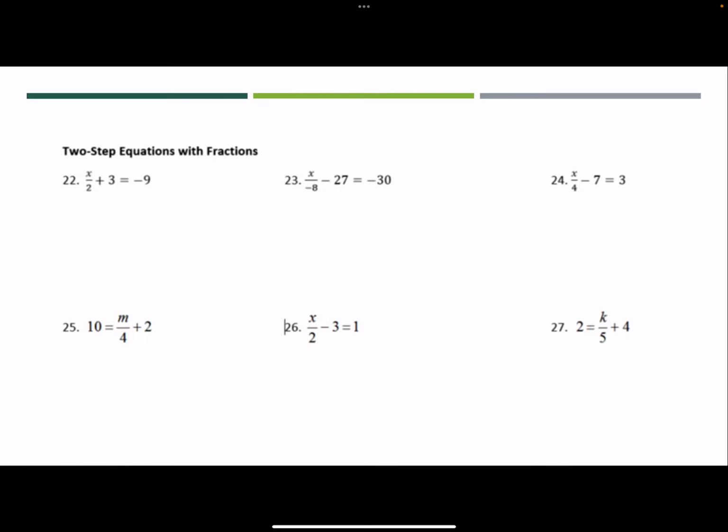Now that you've done a bunch of those two-step equations, we're going to try to do some more, but now you're going to notice these have fractions. But don't let this scare you. We're still going to follow the same process that we did before. Let's start with number 22.